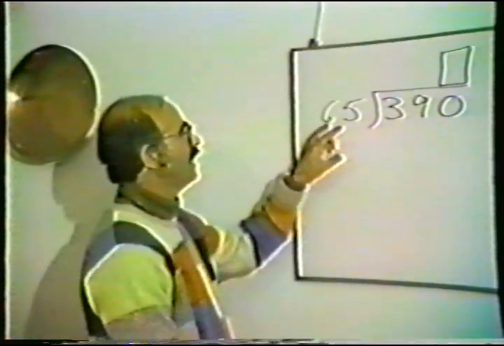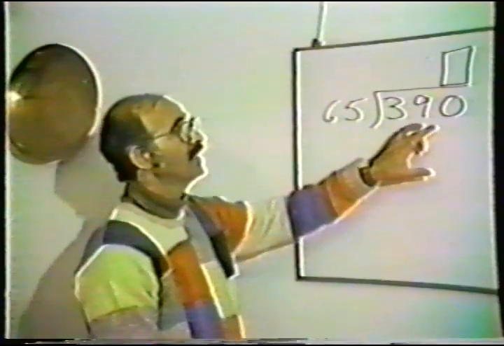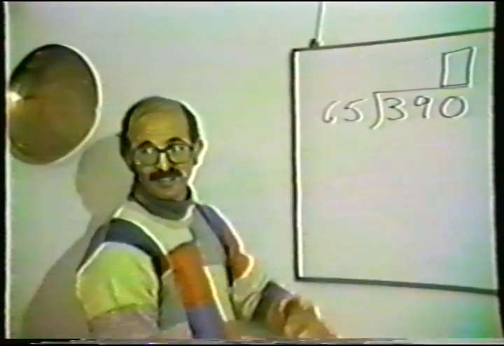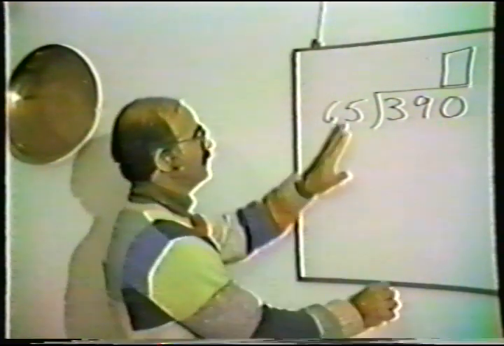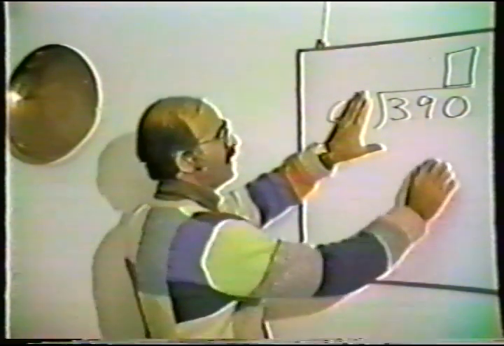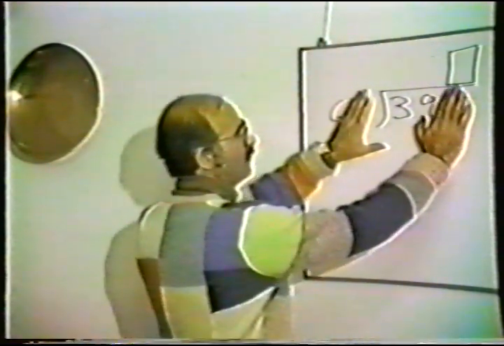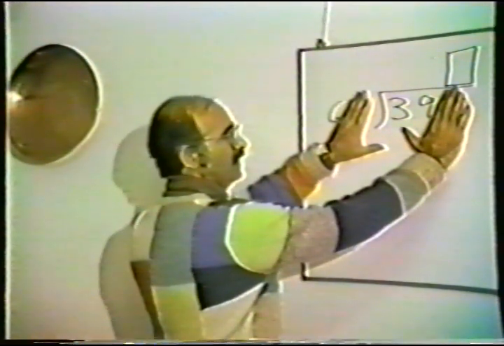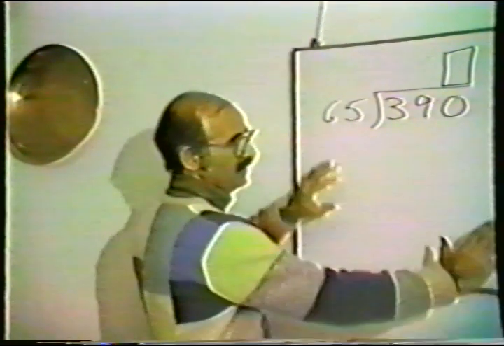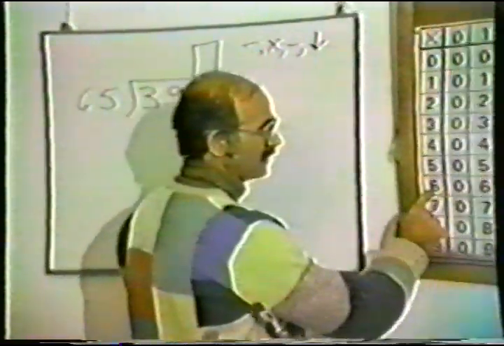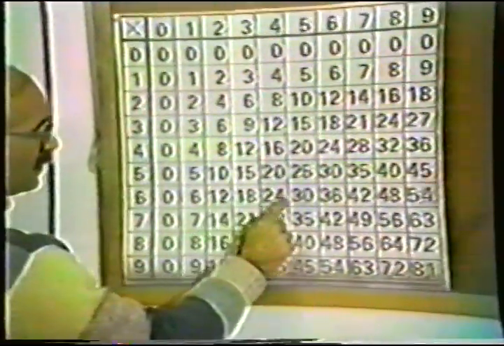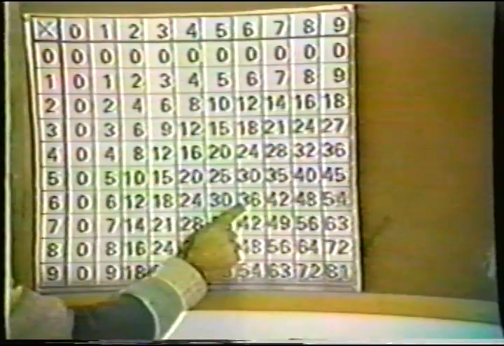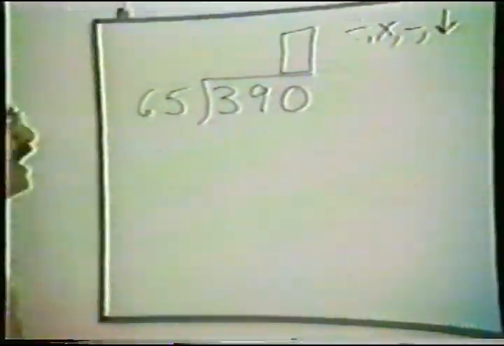Now we have a little trick to help us estimate what the answer is. In order to find out how many 65s there are in 390, let's take an estimate by covering up the 5 and covering up the 0 and just looking at 6 into 39. How many 6s are there in 39? 6. 6 into 39 uses the 36. Let's try 6.